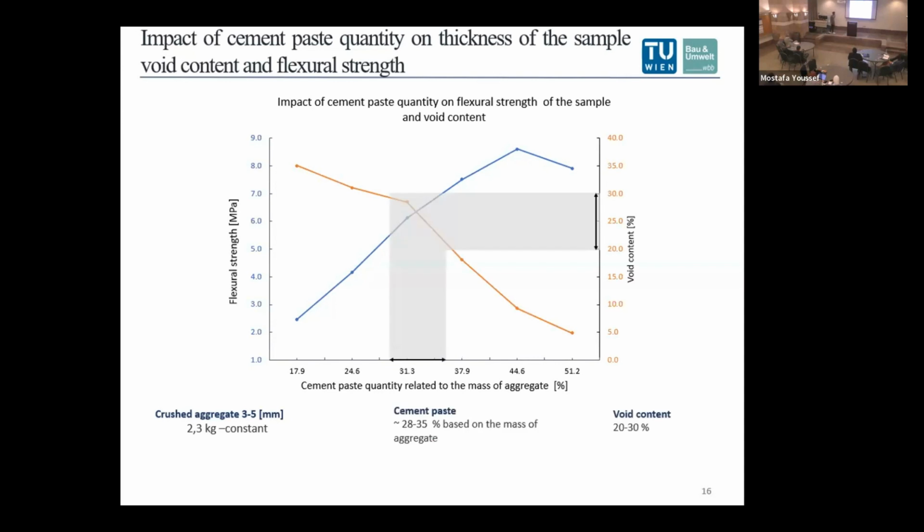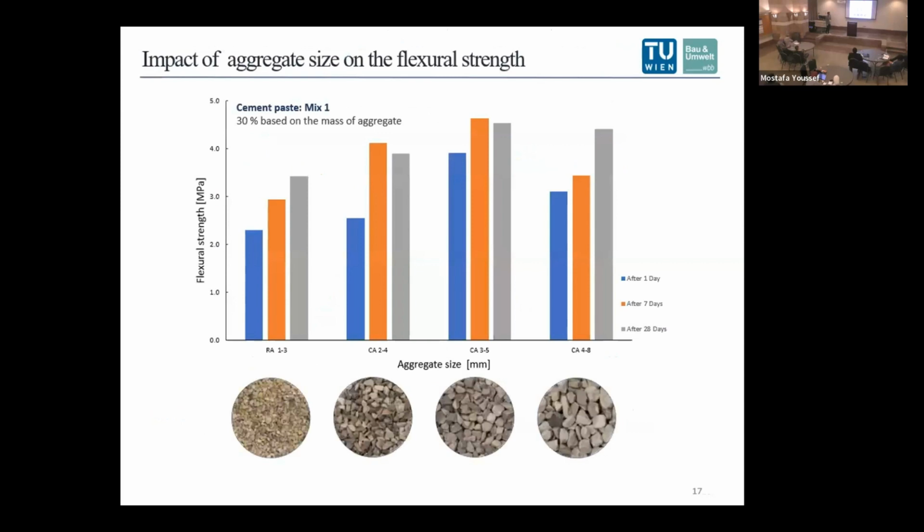In this test, it was found that in order to achieve sufficient water permeability, the void content should be 20 to 30%, and in order to achieve desired mechanical properties, the cement paste should be between 28 and 35%. In this slide, I will talk a bit about the impact of the aggregate size on the flexural strength.